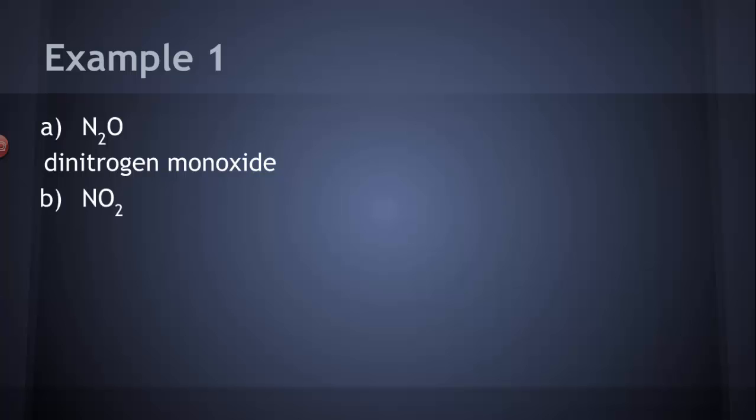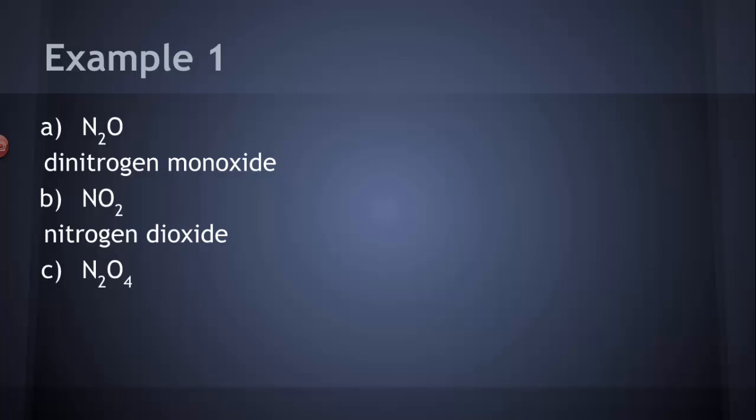NO2, poisonous gas. It's sort of a brownish colored gas. It's very poisonous. You don't want to be breathing it in at all if you can avoid it. What do we see? We see one nitrogen. The prefix for one is mono. But remember, we never start a name with mono. So we just say nitrogen. Two oxygens, dioxide. Nitrogen dioxide.